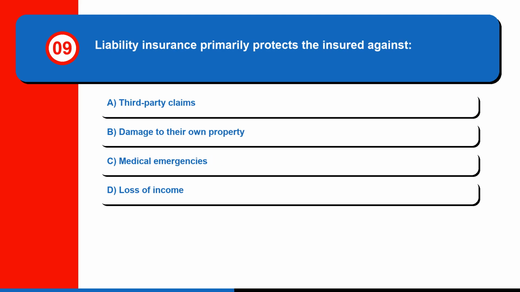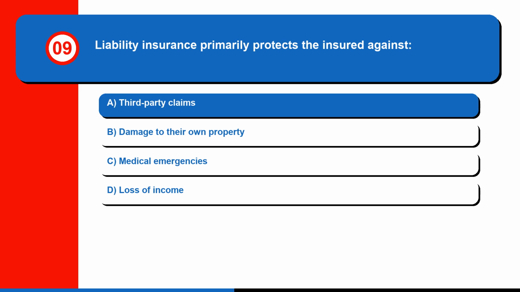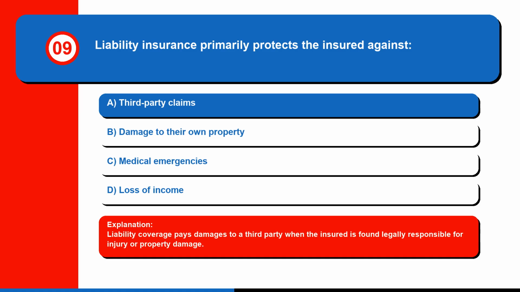Question 9. Liability insurance primarily protects the insured against A. Third-party claims, B. Damage to their own property, C. Medical emergencies, or D. Loss of income. The correct answer is A. Third-party claims. Liability coverage pays damages to a third party when the insured is found legally responsible for injury or property damage.